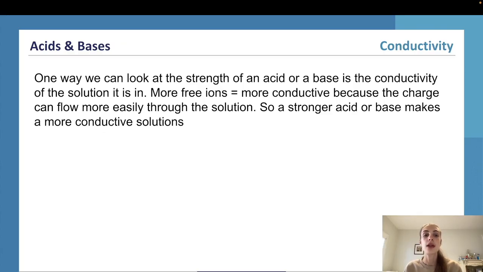Remembering that strong acids or strong bases dissociate to a greater extent, so split into their separate parts, being the hydrogen ion donation or hydrogen ion accepting, and that is what enables it to split into its parts, and that's going to occur at a greater extent when you have a strong acid or a strong base. So that's going to mean more free ions and hence a more conductive solution. Therefore, a stronger acid or a stronger base is going to make a more conductive solution.